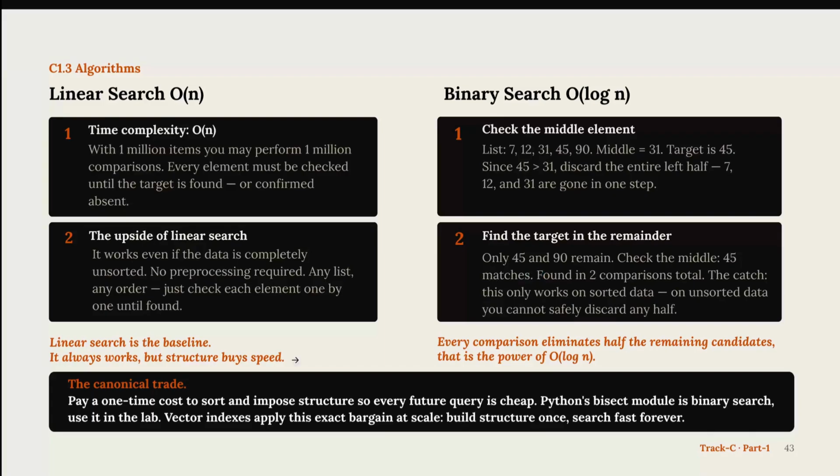Every comparison eliminates half the remaining candidates, and that's why we have the order of log n. The canonical trade is that you pay a one-time cost to sort the data and impose structure, so every future query is cheap. Python's bisect module uses this binary search, and vector indexes apply this exact bargain at scale. They build structure once and search fast forever.